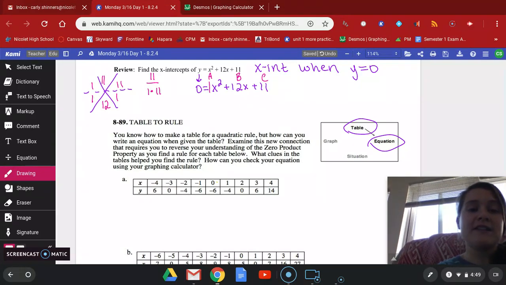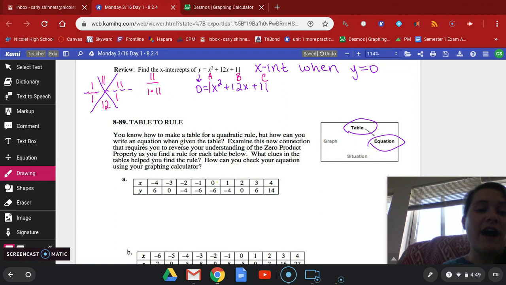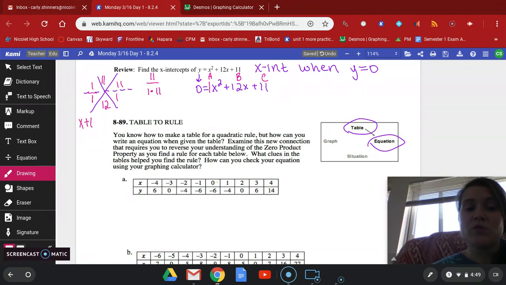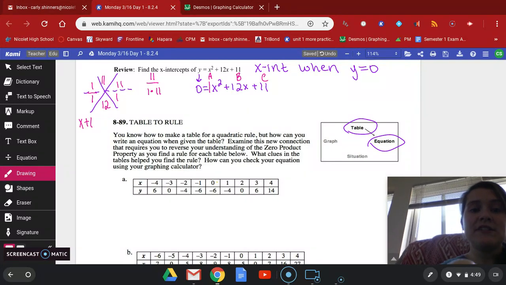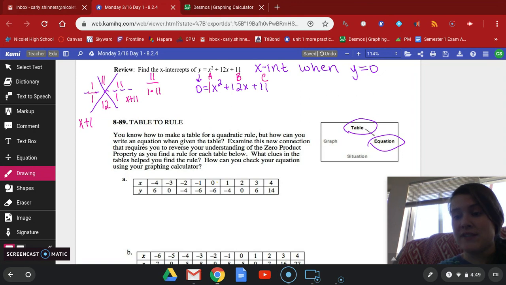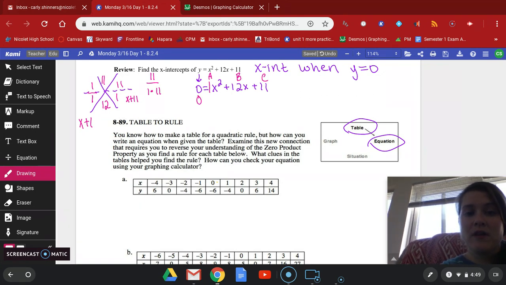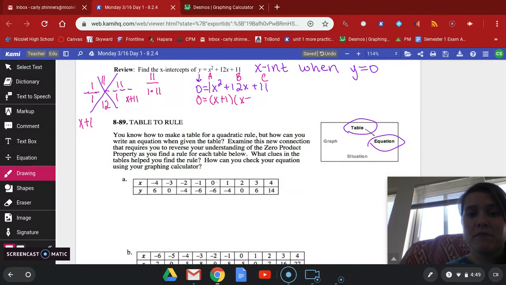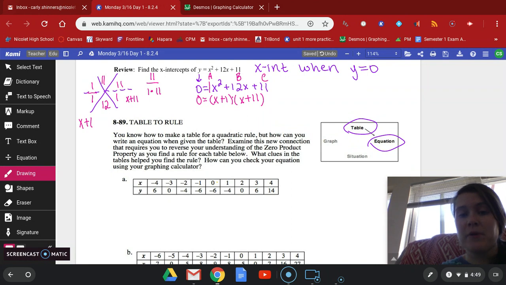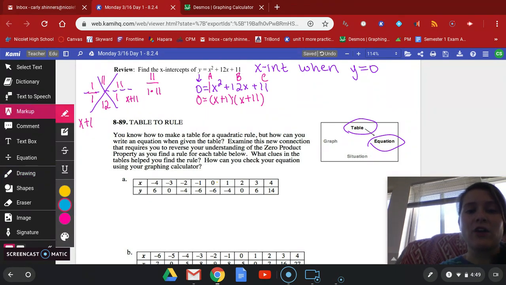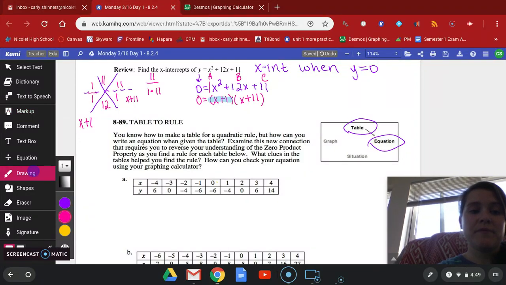Next, I want to divide and slide. 1 divided by 1 is just 1, so I get a factor of x plus 1. 11 divided by 1 is 11, so I get a factor of x plus 11. So let's rewrite our quadratic in factored form. And now I'm going to use the zero product property. What x value will make this first factor equal to 0?